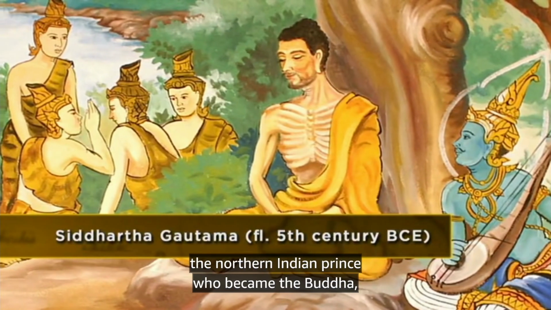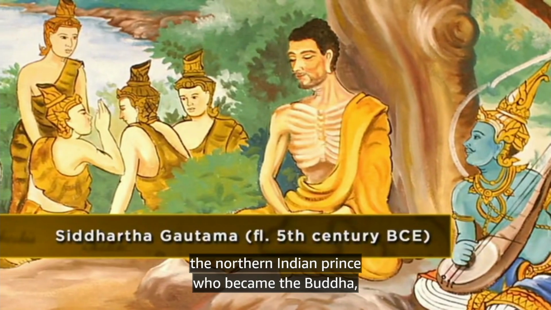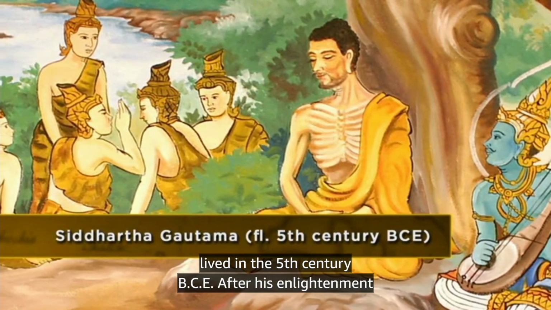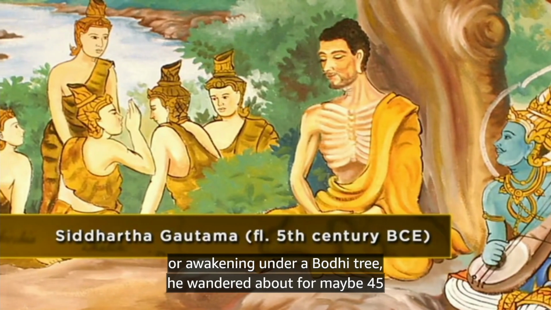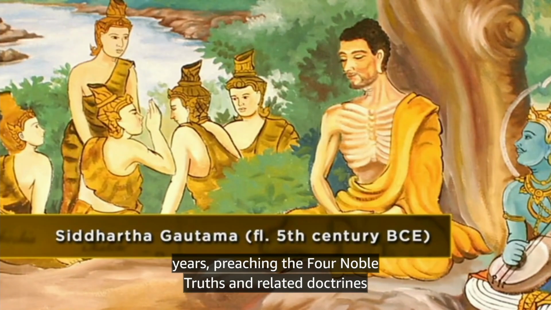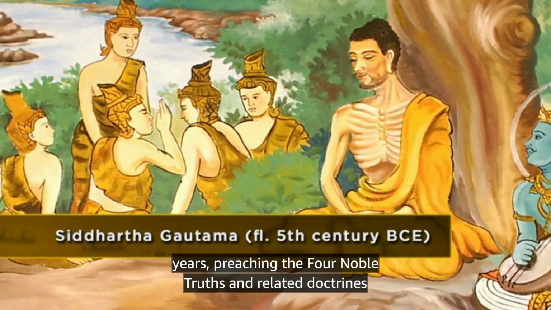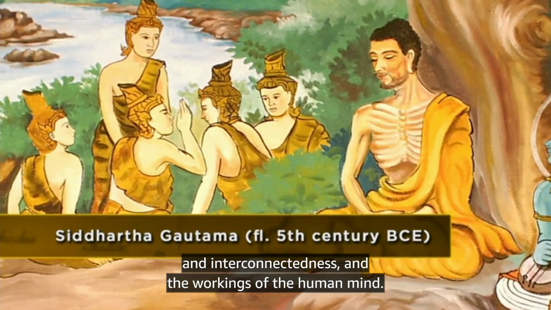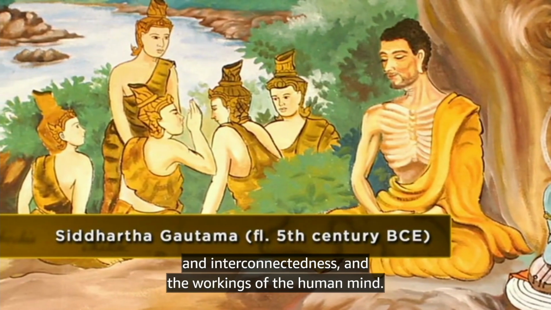Siddhartha Gautama, the northern Indian prince who became the Buddha, lived in the 5th century BCE. After his enlightenment, or awakening, under a Bodhi tree, he wandered about for maybe 45 years, preaching the 4 noble truths and related doctrines about the nature of reality, about causation and interconnectedness, and the workings of the human mind.